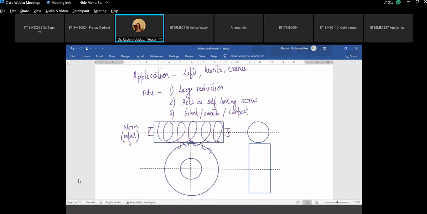Usually the input shaft will be the worm, or this is the driver, rotating in this direction, going inside the plane. Depending upon the left hand or the right hand thread, this will be the wheel connected to the output shaft or the driven shaft. Wheel or the gear.